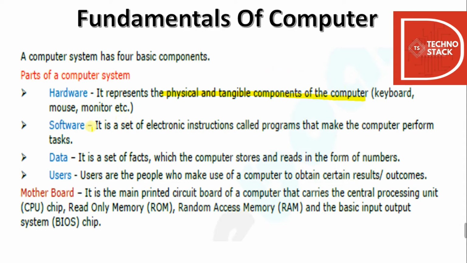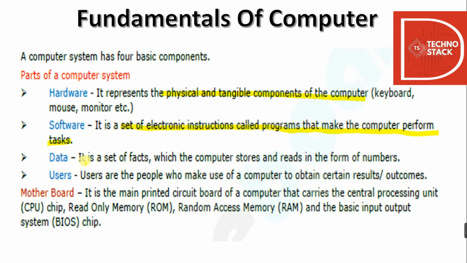Then there is software. It is a set of electronic instructions called programs that make the computer perform tasks. So hardware is what we can touch. Software is the programs that are already installed, or the inbuilt instructions that are in the computer, to make the computer perform tasks.